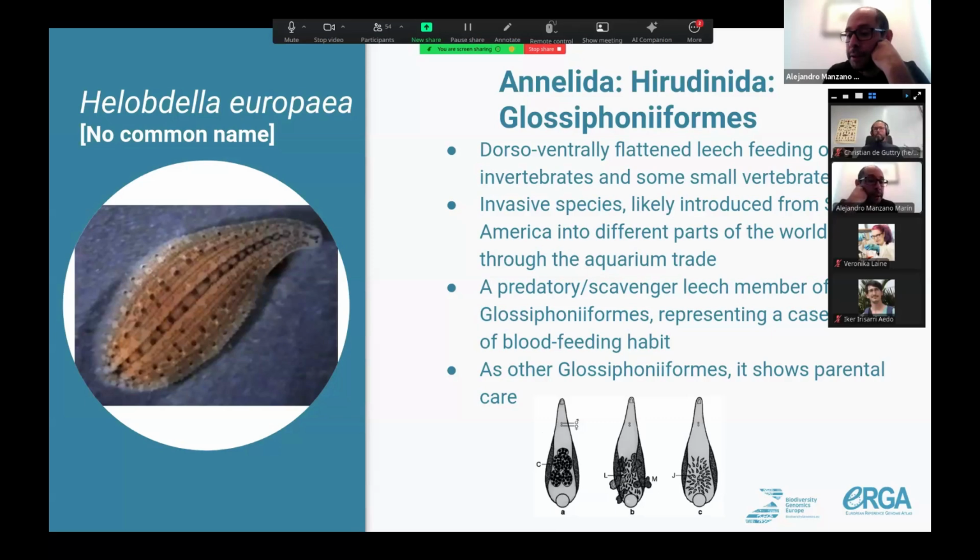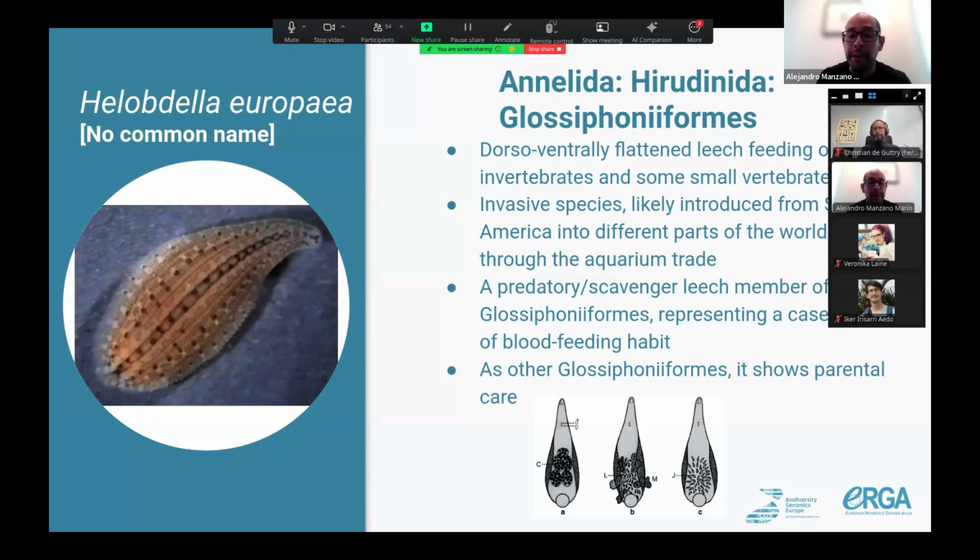It is a predatory leech, so it's not like the leeches you might be very used to, which feed on blood, but rather it feeds on invertebrates. And this is where you can see why the aquarium trade has served a lot to spread it around the world, since it usually comes in tanks because it has been infecting snails or other invertebrates.